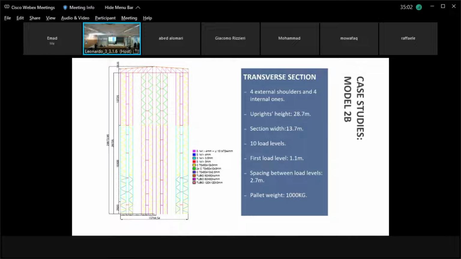Here in this model, we reduced the height of the upright from 30 to 28.7. And now we have 10 load levels instead of 11. And each one is spaced 2.7 instead of 2.6.